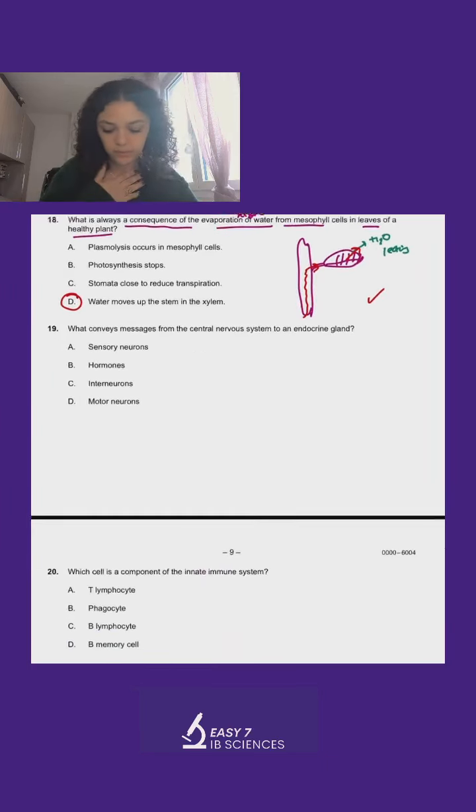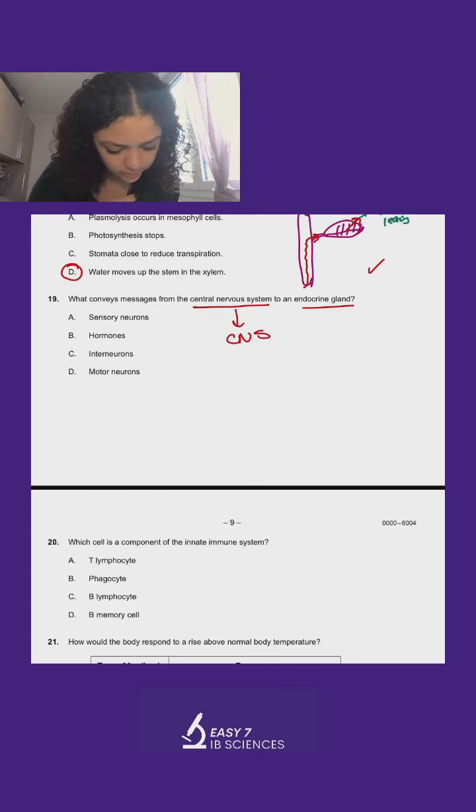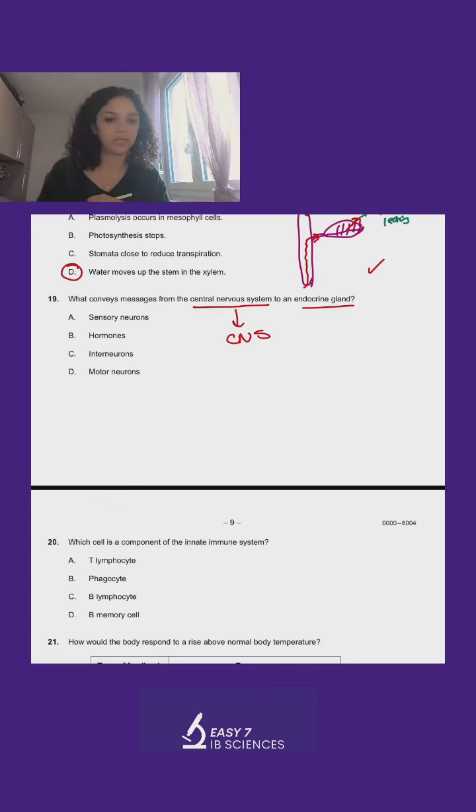Okay. Next, it says, what conveys messages from the central nervous system to an endocrine gland? So what is the CNS? What is the endocrine gland? Try to reflect and think.